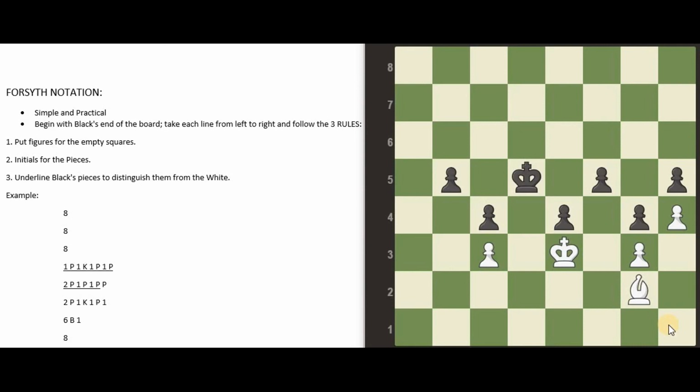So this is all about the Forsyth notation. In the next video we will discuss the algebraic notation, or the modern notation. Hope you guys enjoyed this video and thanks for watching.